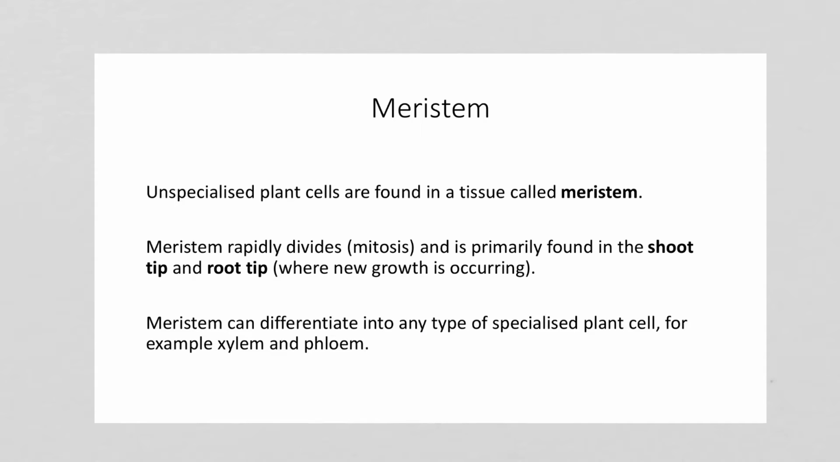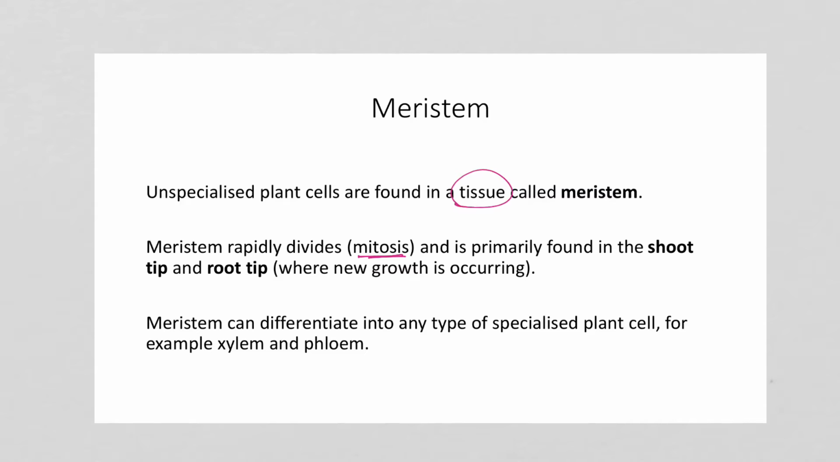Meristem is a new concept for plant stem cells. In animal stem cells, we talked about embryonic, we talked about adult. We don't need to worry about that sort of distinction in plants. Instead, we have something called the meristem. And the meristem is a tissue, so it's made up of a whole bunch of undifferentiated cells, so essentially stem cells. The meristem rapidly divides, so you get new meristem constantly, and that division is going to happen through mitosis.